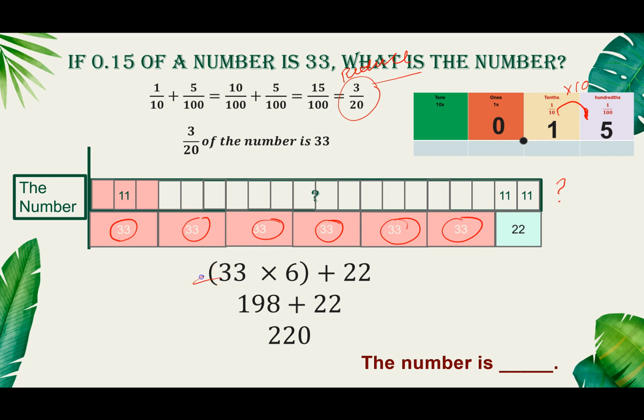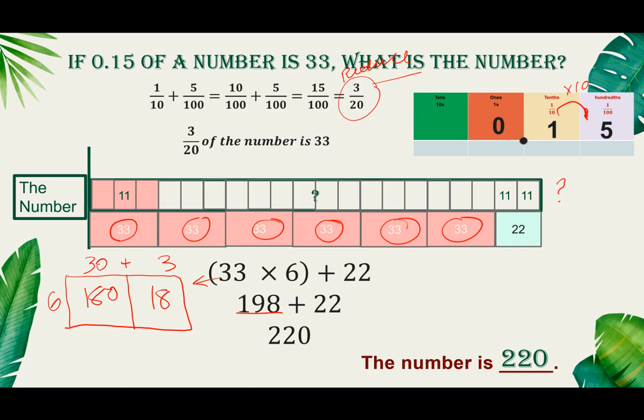Now, if we want to go further, this is a great opportunity for you to talk again about the area model. So that would be 180 plus 18 is 198, plus 22 is 220, because 198 plus 2 is 200 and 20 more is 220. So the number that we are looking for is 220. All together, that is 220. So 0.15 of it is 33.